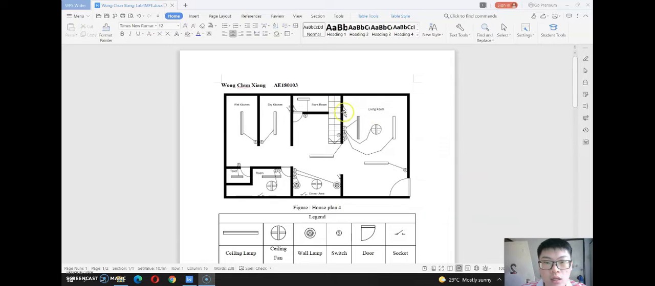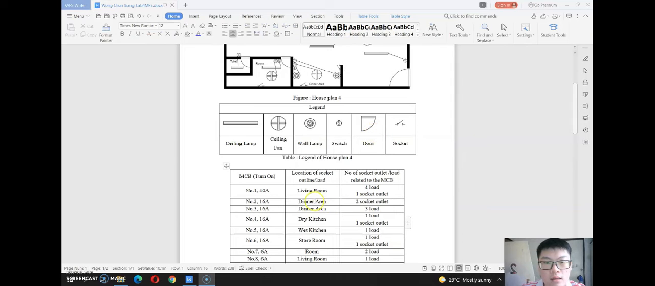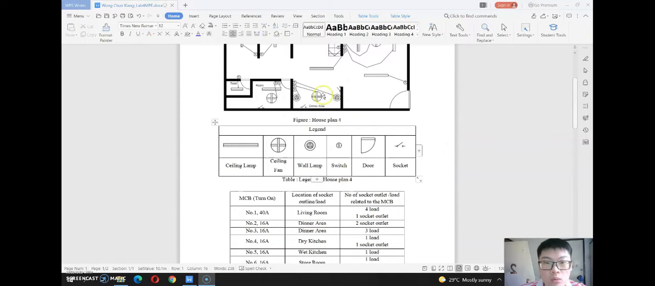You can see it has 1 socket outlet and 4 loads here that control the lamps, 3 lamps and the 1 fan. Next is the dining area. Dining area has 2 socket outlets, here is 1 and here is the other one.